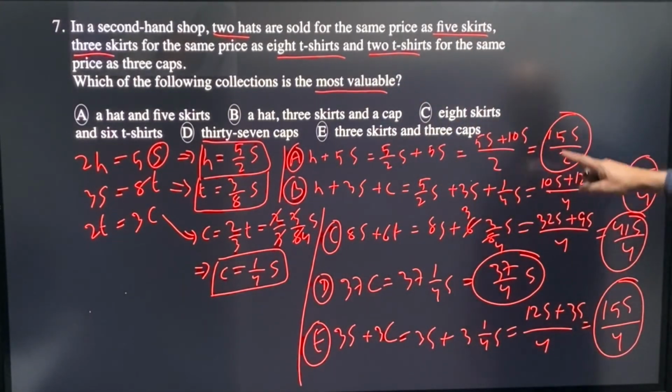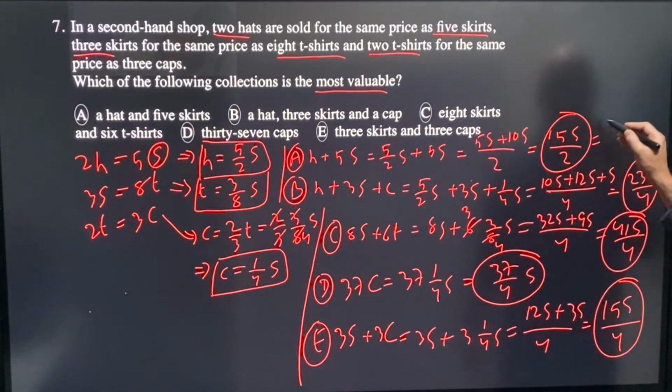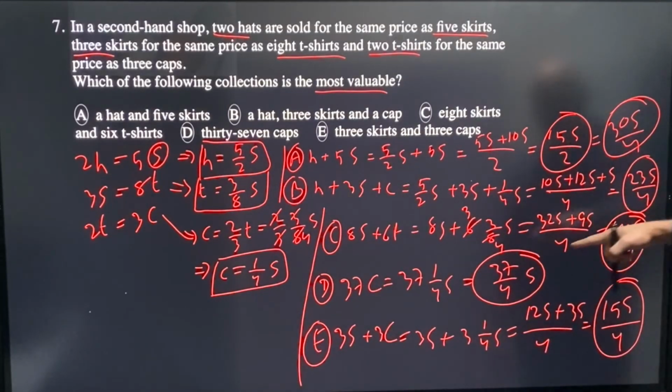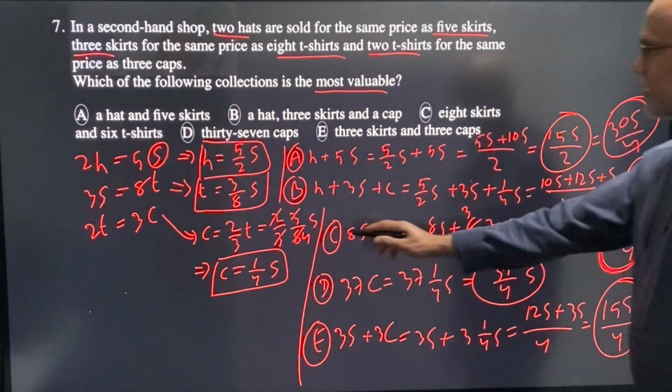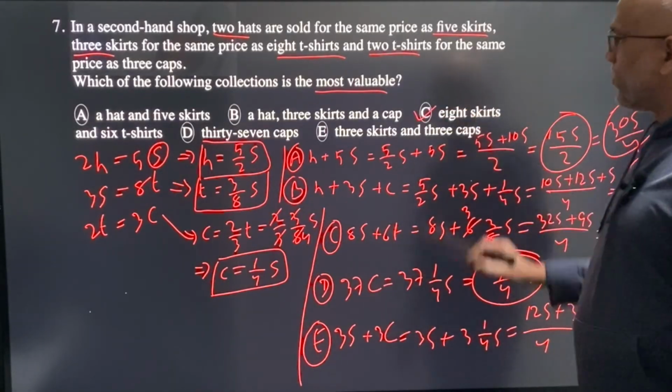All right, so I have all the collections computed in terms of the variable S. And I can see that everything has denominator 4 except this one. So let me convert this to denominator 4 so it will be easier to compare. Multiplying 2 on both top and bottom, this is going to be 30 S by 4. Now if I compare 30, 23, 41, 37, and 15, I can see that this 41 is the biggest, right? So this is collection C. Then this is the most valuable.